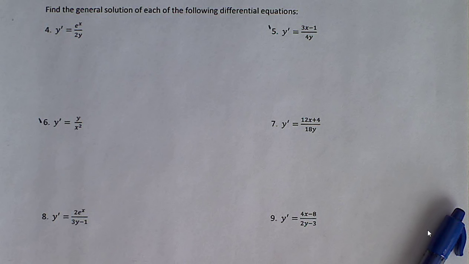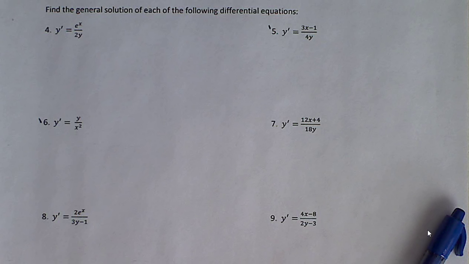Cool. Let's look at 6. So step number 1, rewrite y prime as dy/dx equal to y over x squared. Okay. So can I just do x to the negative half over y to the negative first?